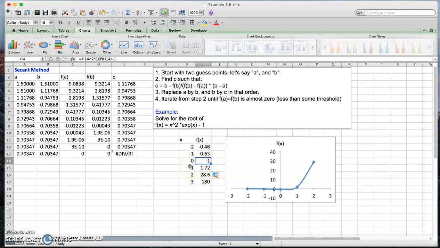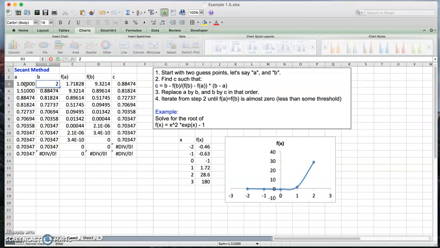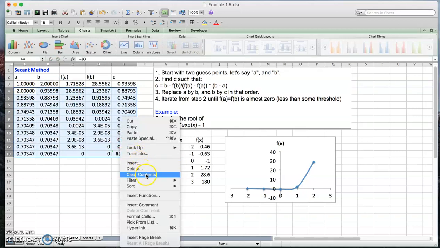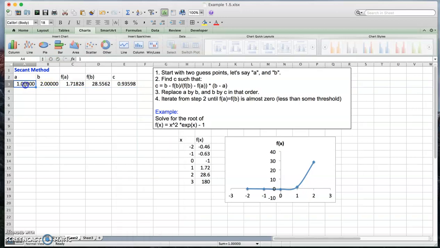Alright, maybe the two guess values... well, they do not have to be rounding the root, but I think the good guess points should be close to the root. Let's say the root is between 0 and 1, I can put 1 and 2 as the two guess values. So I'm going to put 1 here and 2 there. Alright, let me get rid of this. Okay, so here's my A, here's my B.